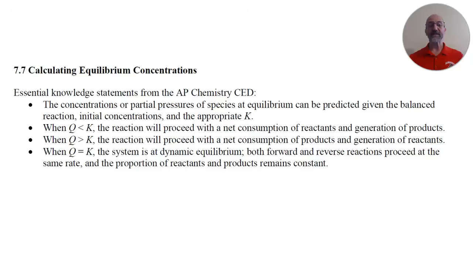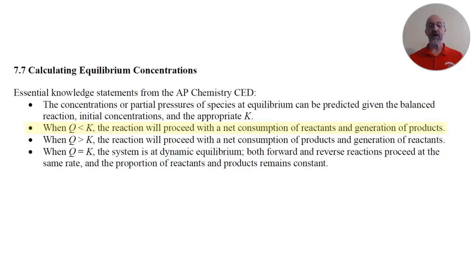Here are some essential knowledge statements from the AP Chemistry course and exam description. The concentrations or partial pressures of species at equilibrium can be predicted given the balanced reaction, initial concentrations, and the appropriate value of K. When the reaction quotient Q is less than the equilibrium constant K, the reaction will proceed with a net consumption of reactants and generation of products. In other words, a net conversion from left to right.